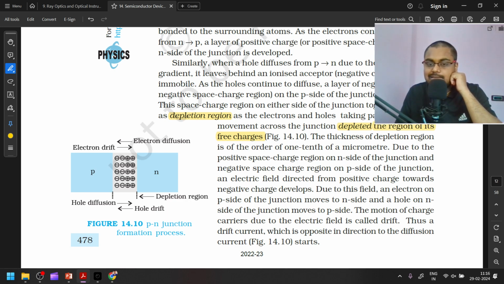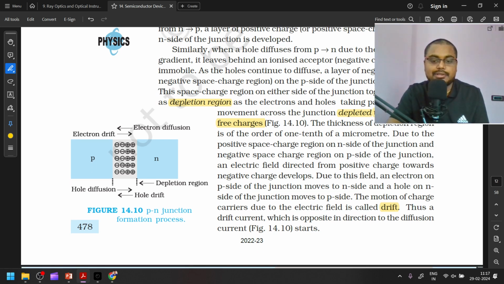Okay, so due to this field, an electron on the P side of the junction moves to N side and a hole on the N side of the junction moves to P side. The motion of the charge carriers due to this electric field is called drift. Thus a drift current, which is opposite in direction to the diffusion current, starts. Diffusion के opposite हो गया drift.